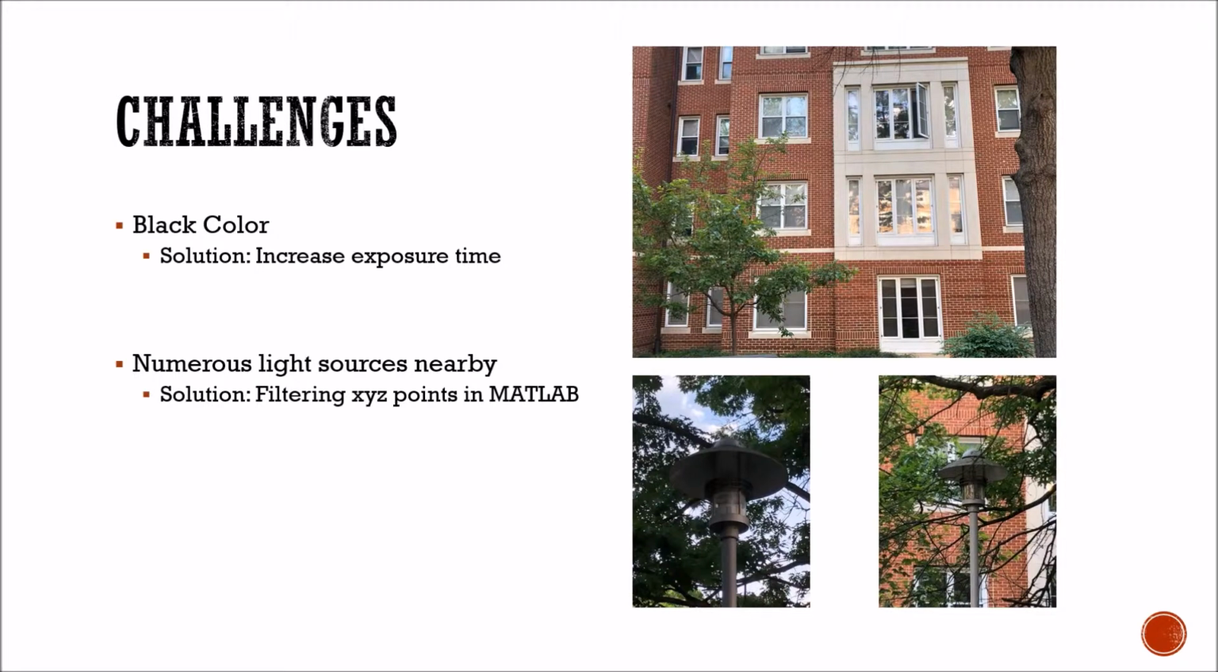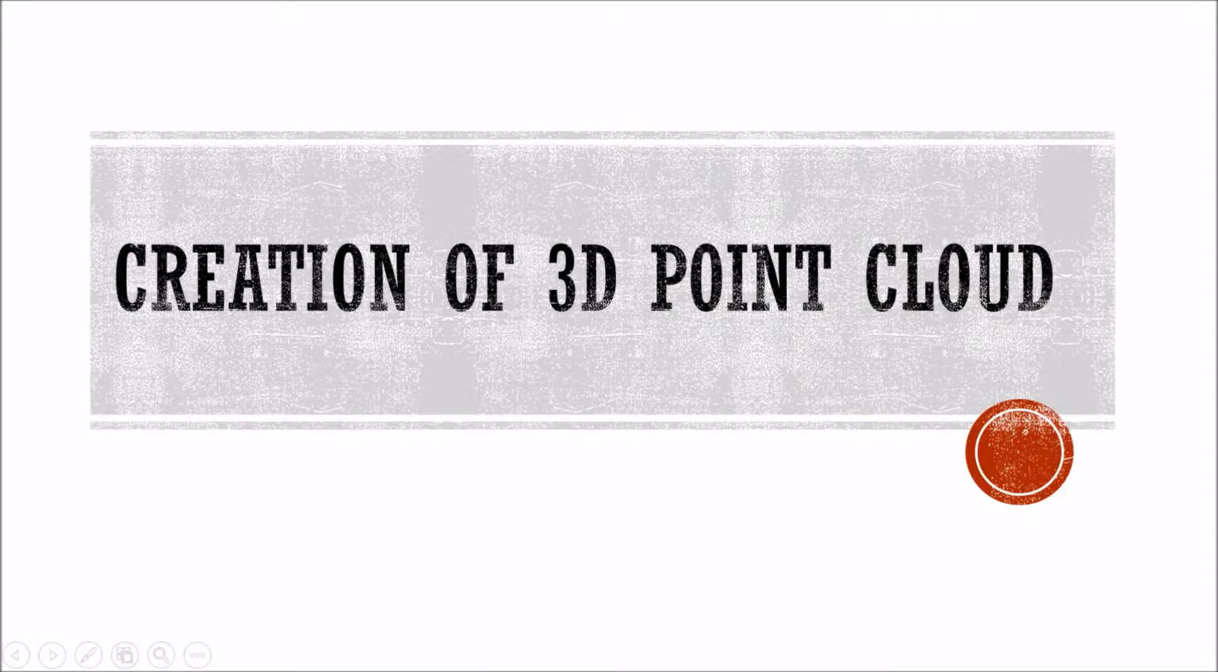Challenges I encountered included the black color of the grill, which oftentimes made the line laser near impossible to see. This was solved by using a longer exposure time. Numerous light sources like lamps and apartment lights also created lots of noise in the images. These issues were addressed by MATLAB filtering.